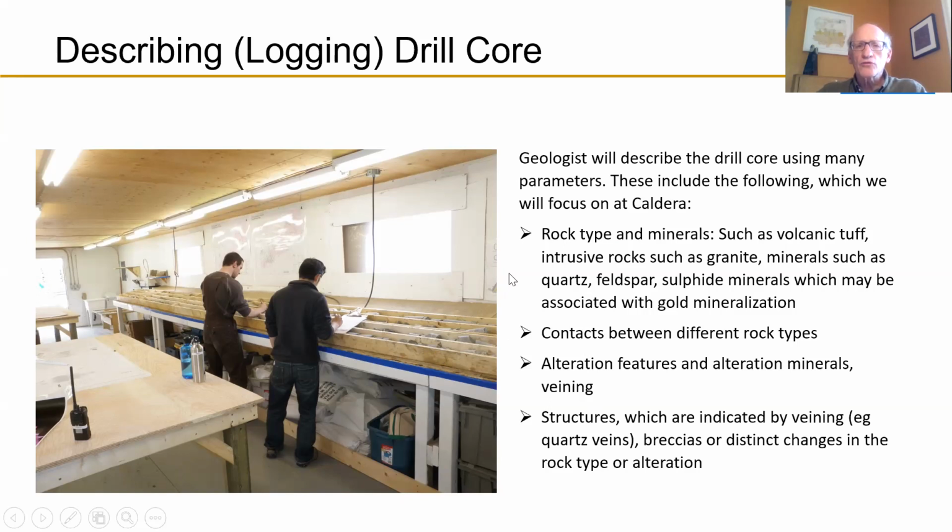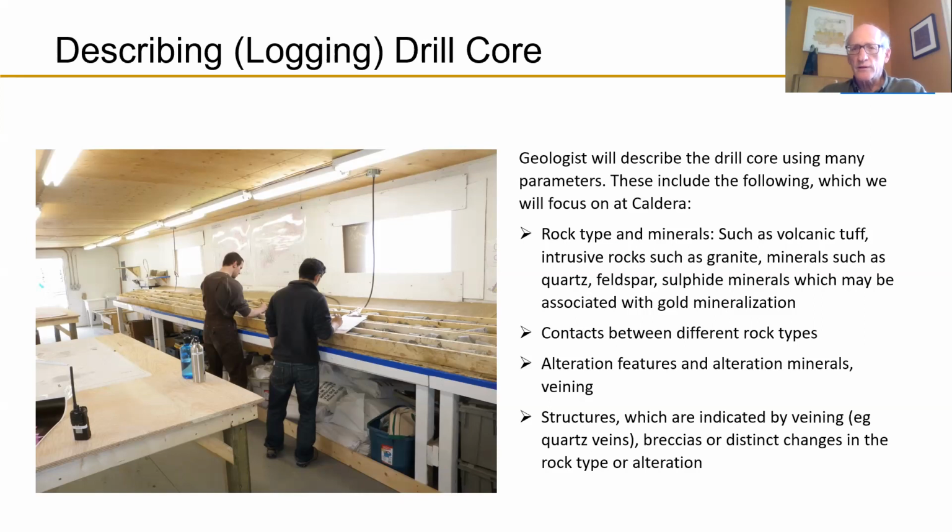The ones that we focus on at Caldera, one is a very basic one, the rock types and minerals. For example, at Caldera, we expect to see volcanic tuff because that's the primary rock that's there. There may be some intrusive rocks as well. The minerals we'll be seeing are things such as quartz, feldspar, but the ones we'll focus on in particular will be the sulfide minerals because they are often associated with the gold mineralization in a low sulfidation epithermal gold model.